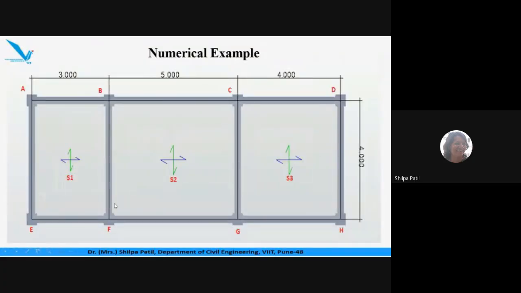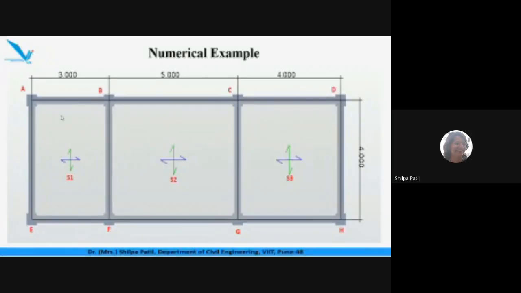Diagram of these slabs on the beam. Okay, this is the diagram, and you can see here S1, S2, S3. First of all, observe their dimensions. Let us consider the first slab, S1. The longer side is 4 meters and the shorter side is 3 meters. So Ly is 4 meters and Lx is 3 meters. Find out the Ly by Lx ratio. It is 1.33. So the ratio is less than 2.